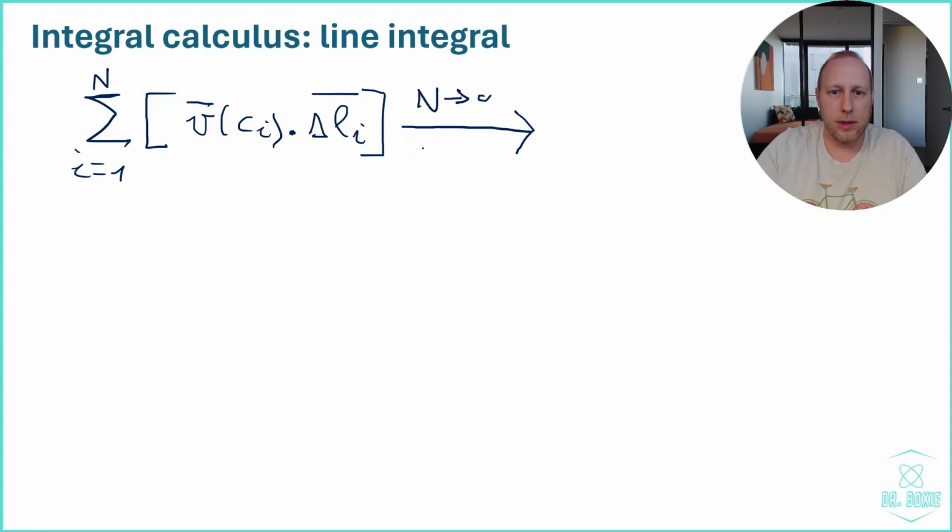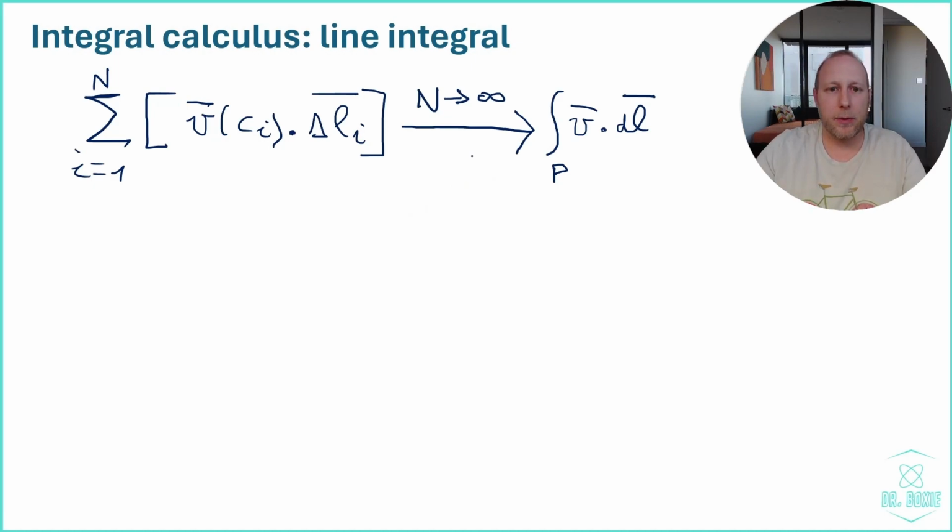So as n goes to infinity, we get something which will be written as the integral of v dot dl. And we put a P under the integral, and it represents the path, the trajectory we followed from the starting point to the end point. So this is the definition of the line integral.